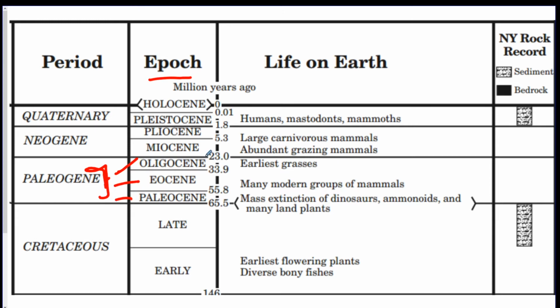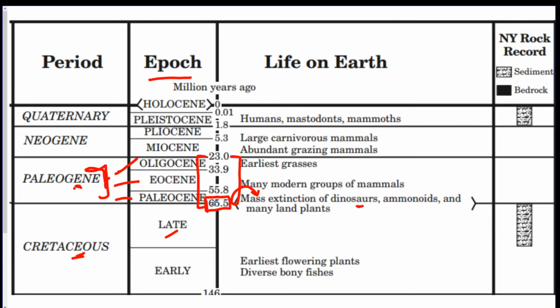And this is the millions of years ago that it was. So the Paleogene started at 65.5 million years ago. What was the major event that happened at 65.5 million years ago? Well, if you look here, it was the mass extinction of dinosaurs. This is when all the dinosaurs died. So it was the end of the Cretaceous and the start of the Paleogene.